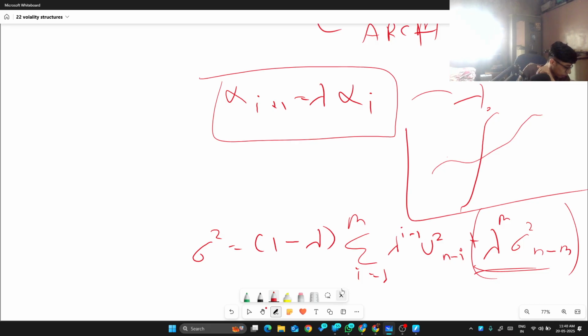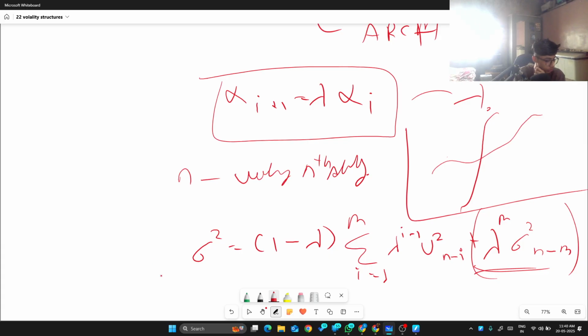Let me clear it up. What is n? n is the volatility of the nth day. Nth day. And m is our observed data. And in this way, the exponential moving average works.